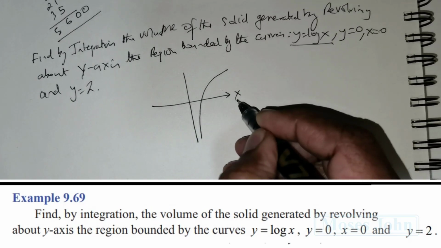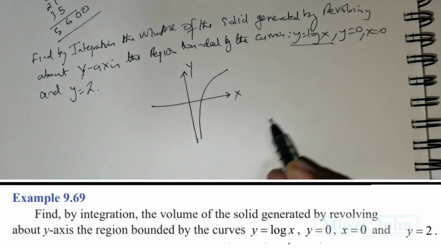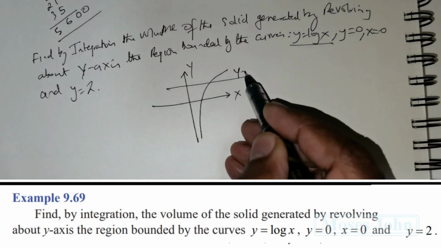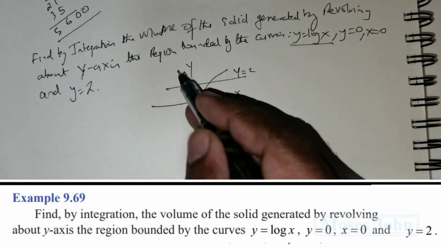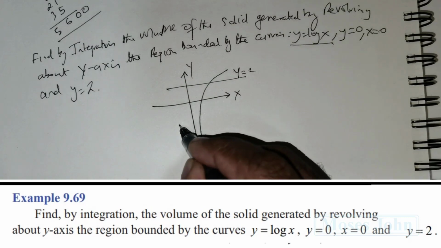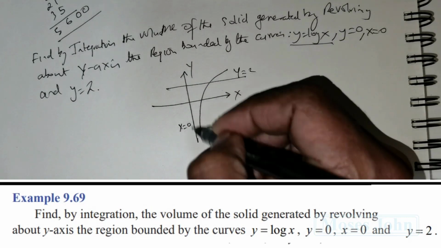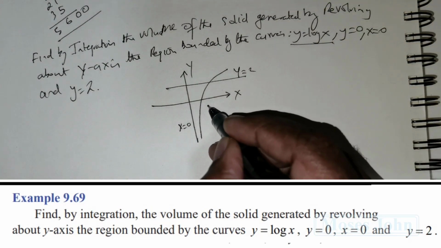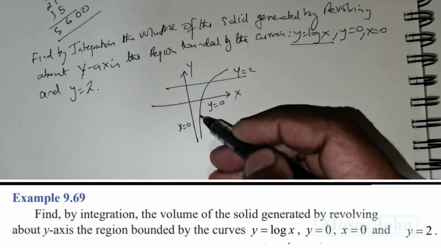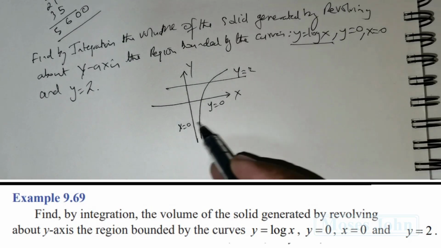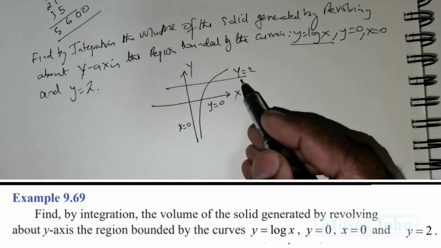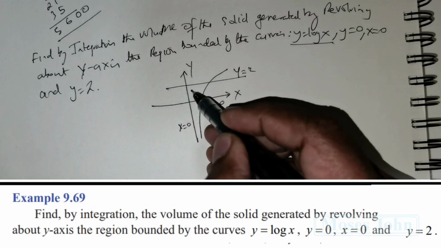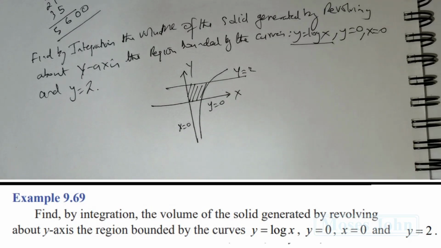Okay, this is going to be your x-axis, this is going to be your y-axis. Now, it says y equals 2, so this will be the line y equals 2. Along this line, you have x equal to 0, because you cannot have any valid points there for the x-axis. Now, along this line, you will have y equals 0. Your intention is to revolve the region made by y equals 2, y equals 0, and x equals 0. So that region would only be this spot.